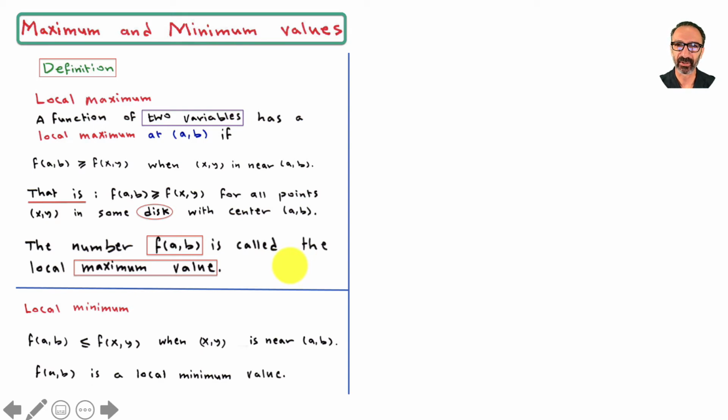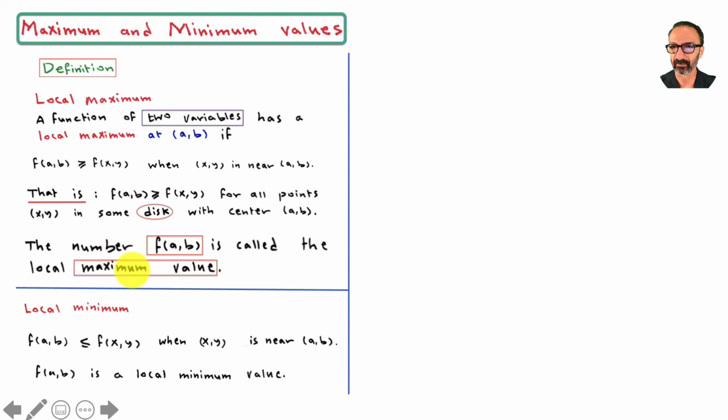Similarly, we talk about the local minimum. f(a, b) will be less than or equal, that means the smallest one in that region. So far we call it local maximum and local minimum. We're not talking about absolute.